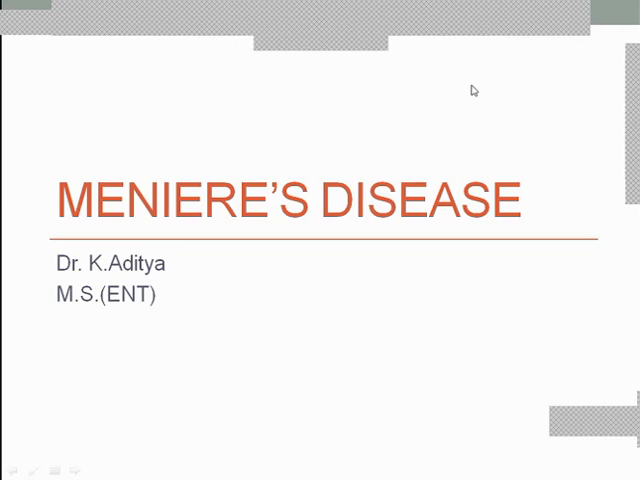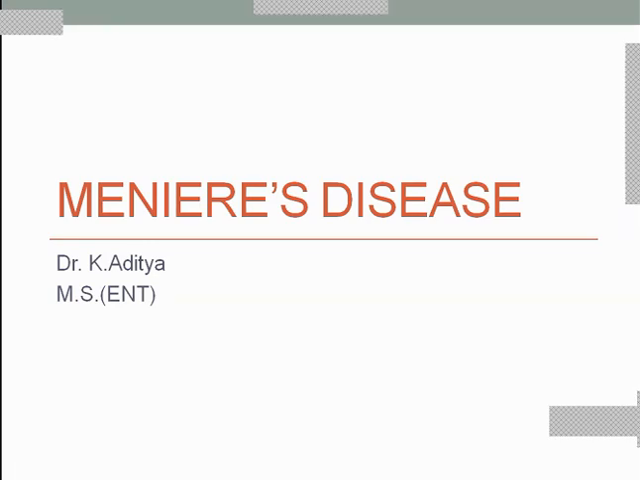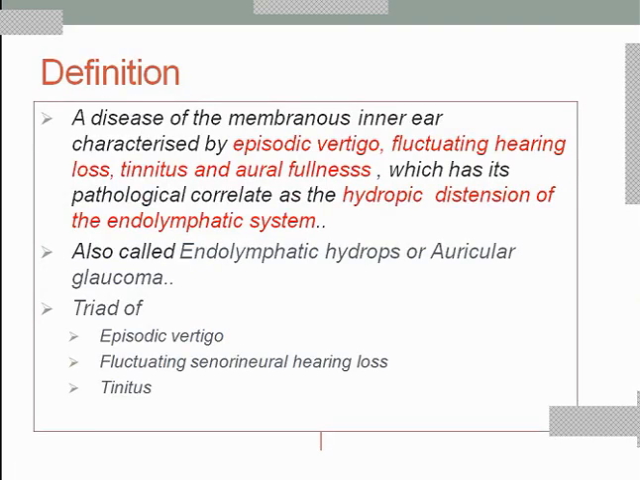Good afternoon. Today's class is about Meniere's disease. Definition: a disease of the membranous inner ear characterized by episodic vertigo, fluctuating hearing loss, tinnitus, and aural fullness, which has its pathological correlate as hydropic distension of the endolymphatic system. It is also called endolymphatic hydrops or auricular glaucoma.